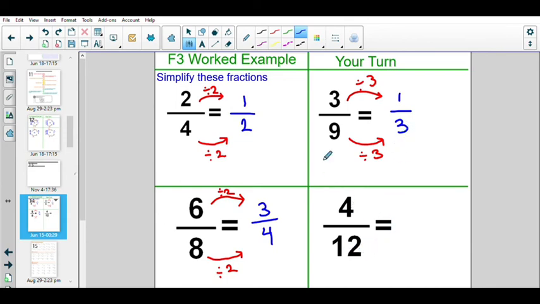For the next example is the same. What number can go into both 4 and 12? Both of them can go into 4. So 4 divided by 4 is 1, and 12 divided by 4 is 3. So the simplified fraction is 1 over 3. This is how you simplify the fraction.